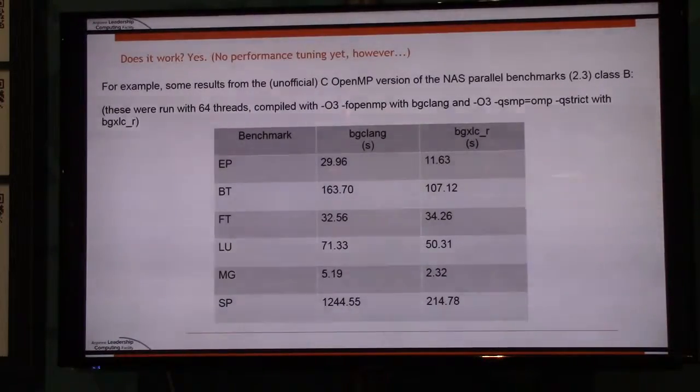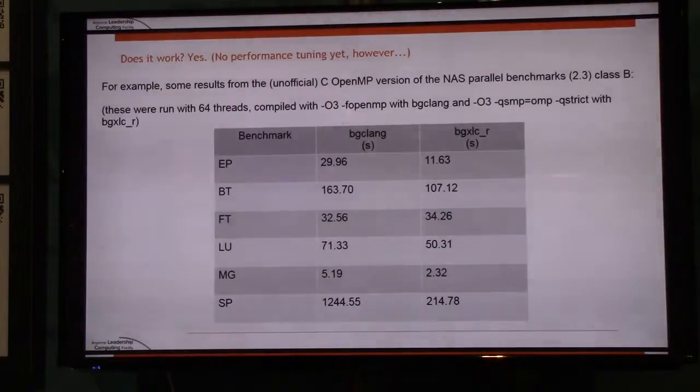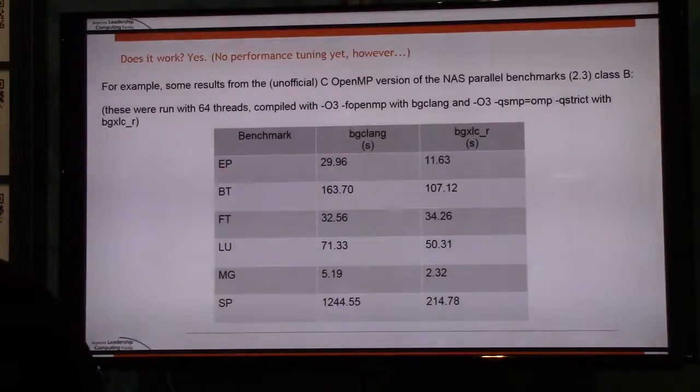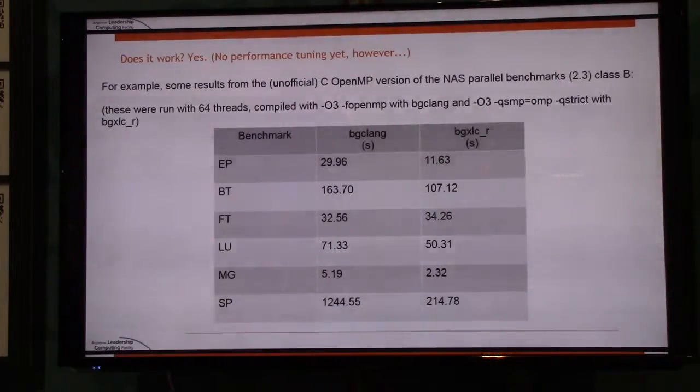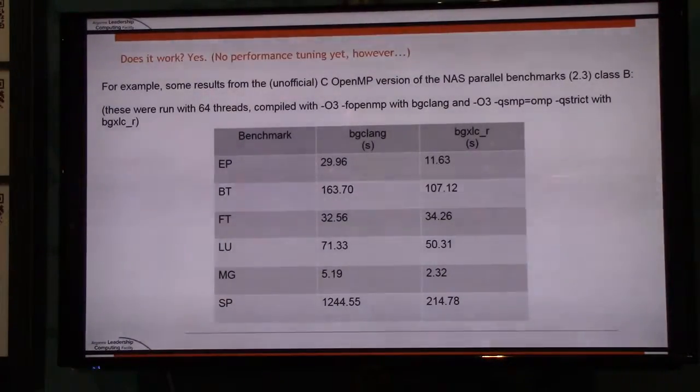I took the unofficial C version of the NAS parallel benchmarks with OpenMP, and I compiled them both with BG Clang and also with IBM's compiler for the BlueGene. And I've just given some timings here for the Class B problem sets. As you can see, with the exception of this one, where BG Clang is slightly faster than XL, normally it's slower.